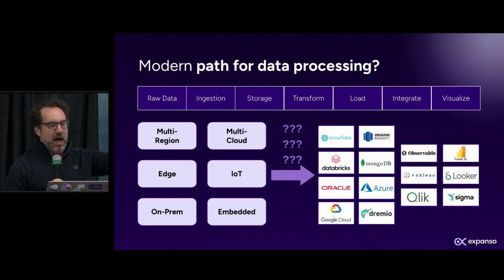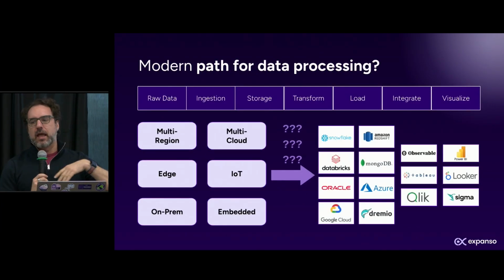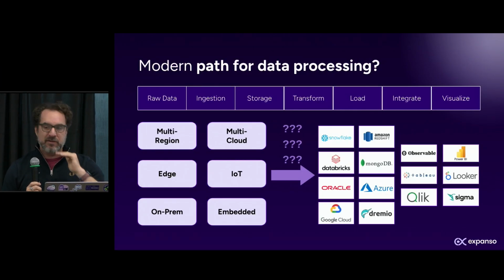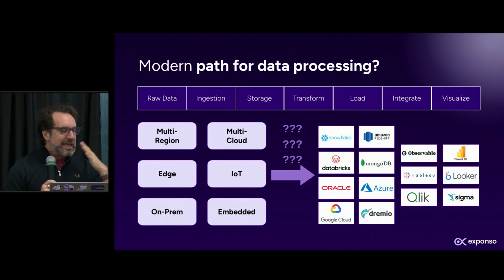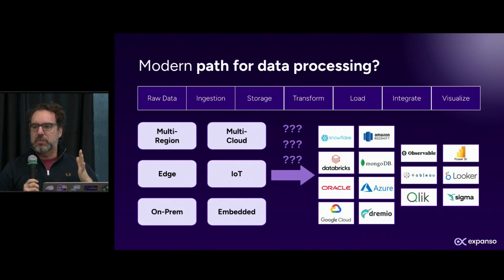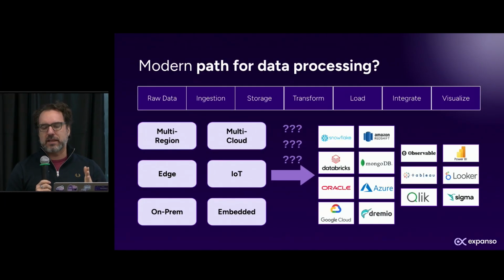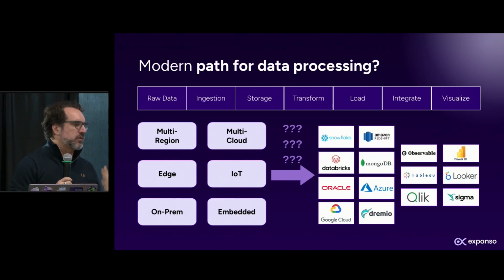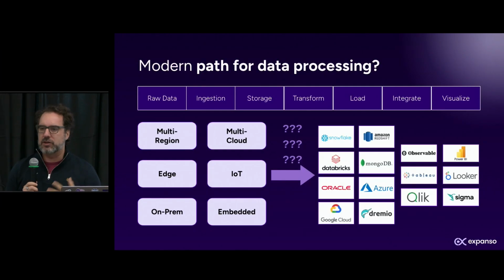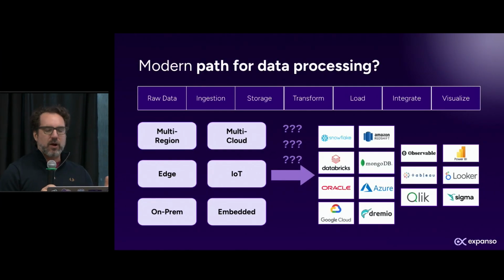So I like to say there's a modern path for modern data processing. Again, everything you see on the right hand of the slide, I am not a customer or an endorser of any of those things. They're great. Keep using them, I promise you. But let's think about what is at that arrow and to the left. How do you pull things in from multi-region, multi-cloud? How do you pull things from edge, IoT, on-prem, whatever it might be?